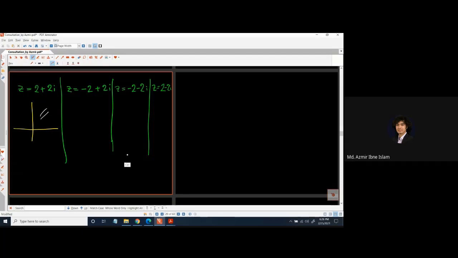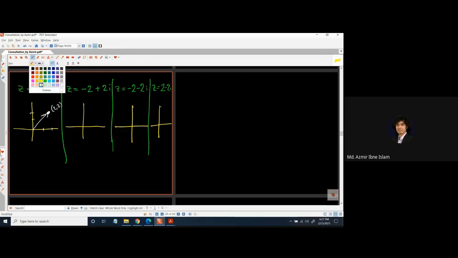So 2 plus 2i can be thought of as a point. Let's say it is 1, 2, 1, 2. So 2, 2. This is here, and always we will direct from the origin to the point. Similarly, for the other 3 examples, the second is negative 2, comma 2. The third one is negative 2, comma negative 2. And the fourth one is 2, comma negative 2.